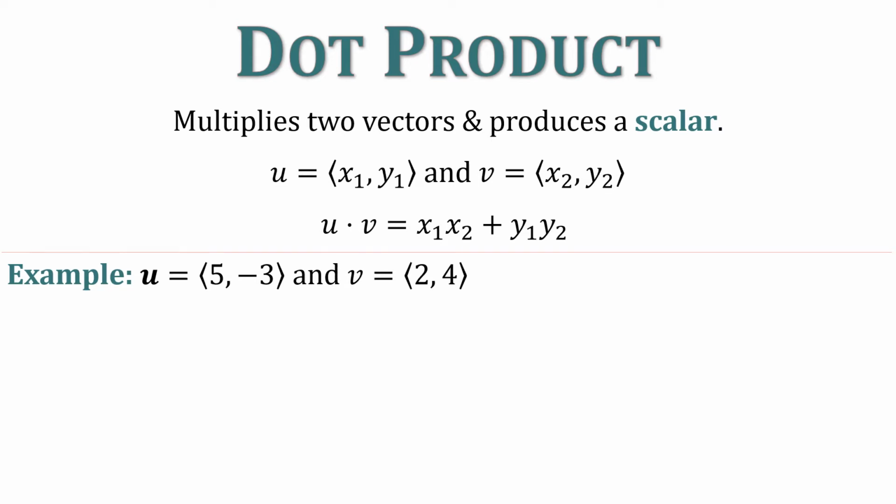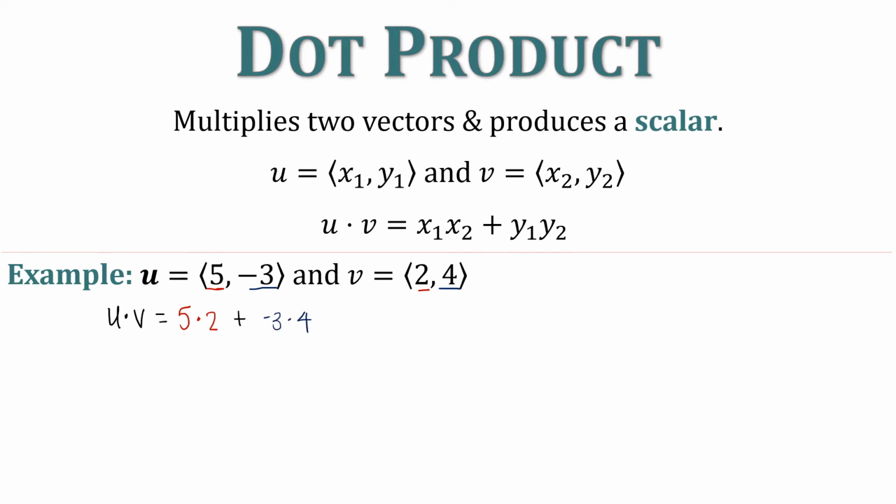Here we have u is 5, negative 3 and v is 2, 4. So to find the dot product, we don't say u times v, this is called the dot product, so we say u dot v. We need to multiply our horizontal components, our x's. We need to multiply 5 times 2. Then there's a plus, and then we're going to multiply our vertical components, our y's, which are negative 3 and 4.